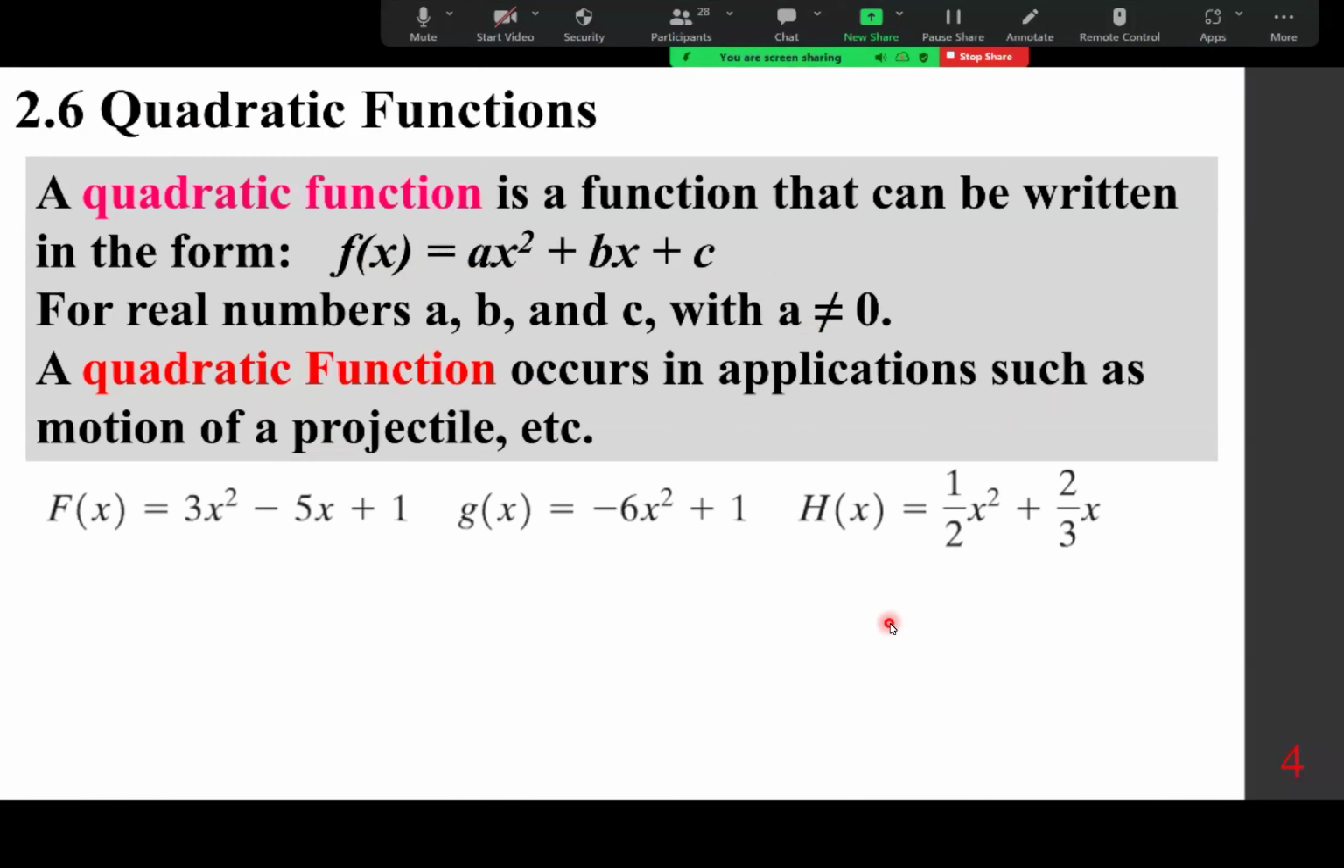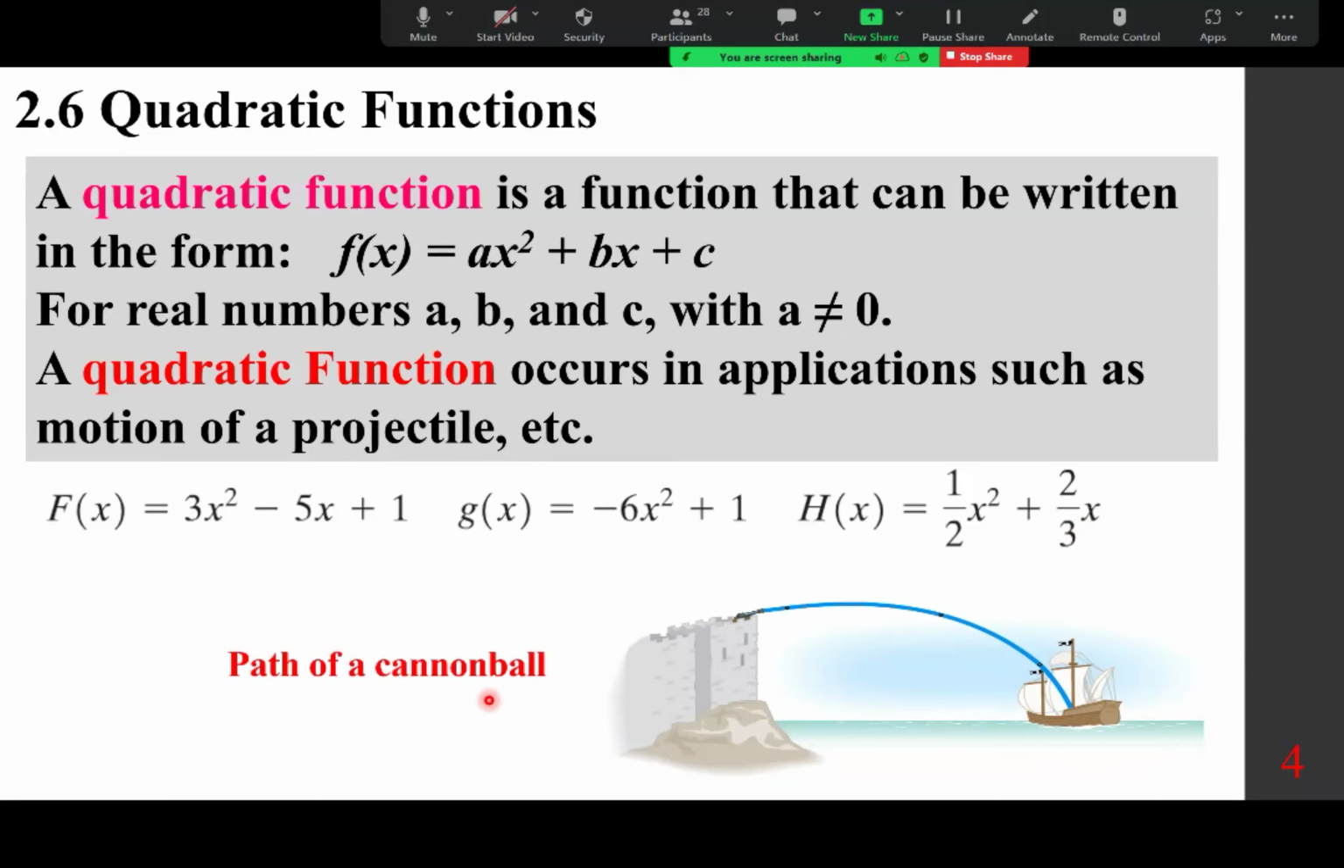Here's some examples of quadratic functions. f of x is 3x squared minus 5x plus 1. g of x is minus x squared plus 1. h of x is half of x squared plus 2/3 x. And path of a cannonball, for example, it follows a parabolic graph.